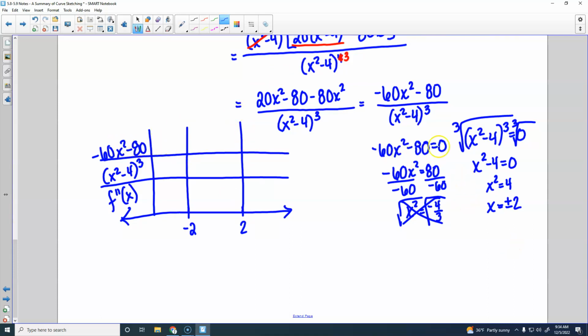Okay, I didn't get any zeros for this, which tells me that I'm probably always positive or always negative. What am I going to get for negative 60x squared minus 80? It's always negative, right? No matter what number you plug in. If I plug in negative 3, I get negative 60 times negative 3 squared, which is 9. That's a really big negative number. Minus 80, still negative, right? I'm going to get a negative here. I'll also get a negative here. So you get negatives all the way across for that one.